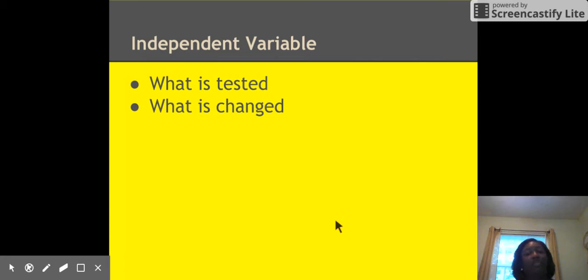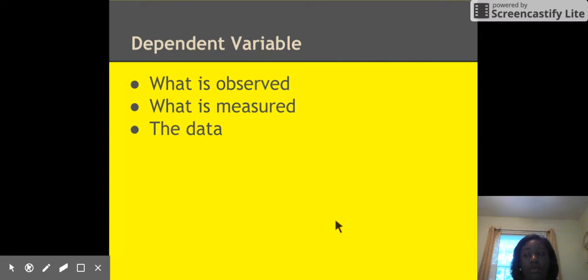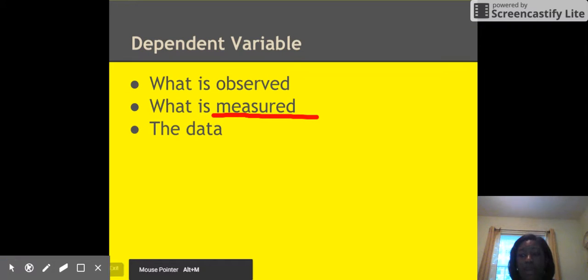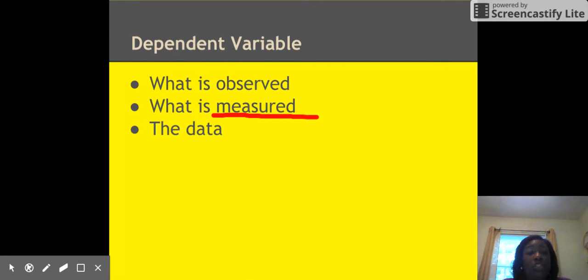So let's think about the dependent variable. A dependent variable is what is being observed, what is being measured. So what's being measured? It's the score that you got. The score that you got is what's being measured. So if you spent 5 hours studying and you got a 95, and then someone spent 5 minutes studying and got a 55, that is that measurable data. So the score I got is dependent on the time that I took in order to study. So that would be the independent and the dependent variables.